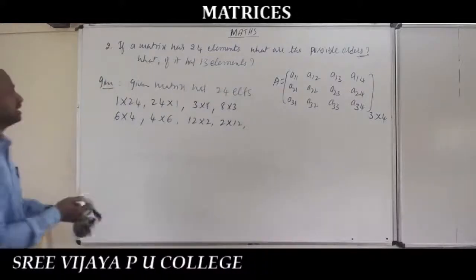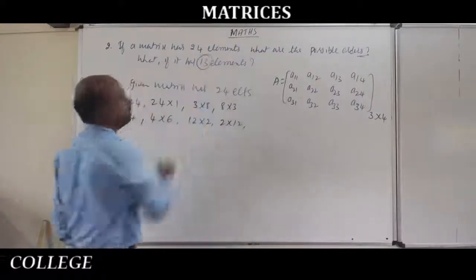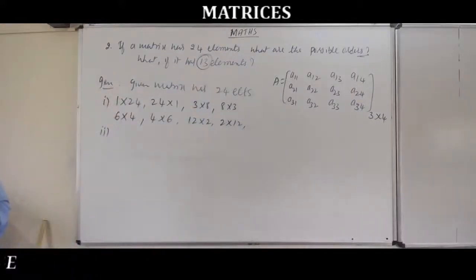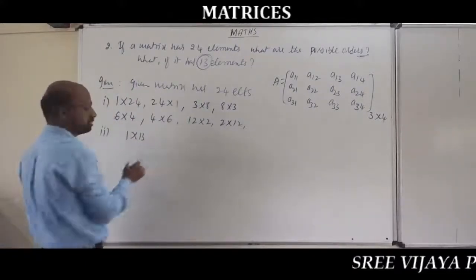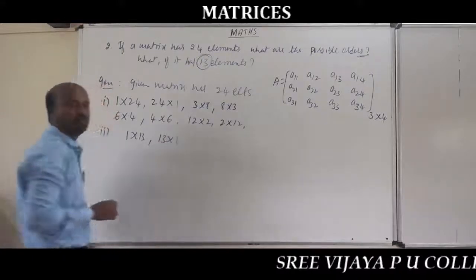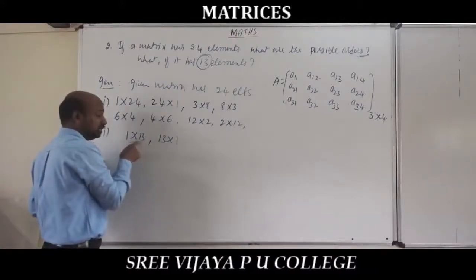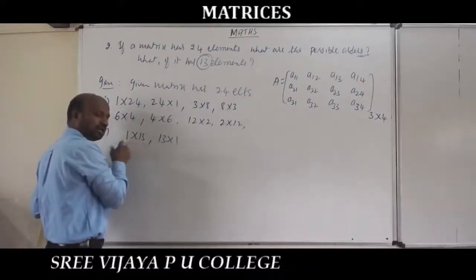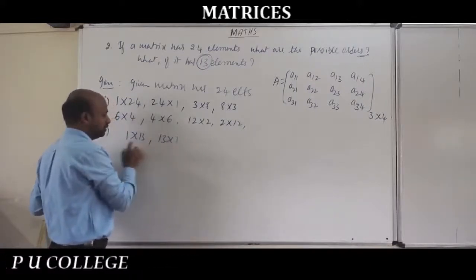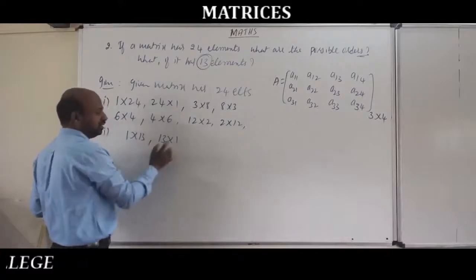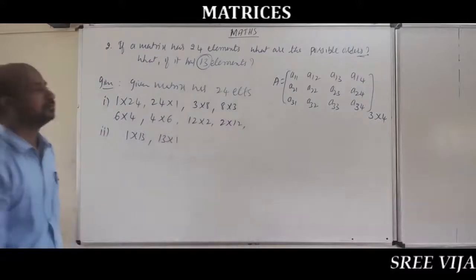Second case, if the matrix has 13 elements, then what are the possible orders? Obviously, 1 row, 13 columns, or maybe 13 rows, 1 column. That is a rectangular matrix. 1 row, 13 columns, nothing but a row matrix. Here, 13 rows, 1 column, so a column matrix. The possible orders: 1 by 13 or 13 by 1.